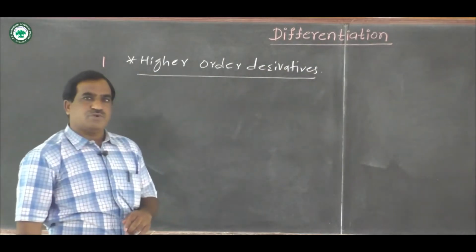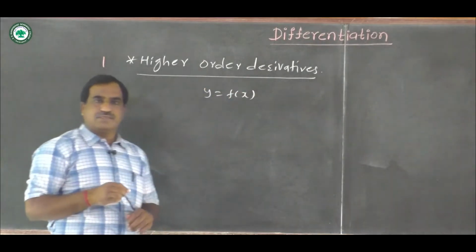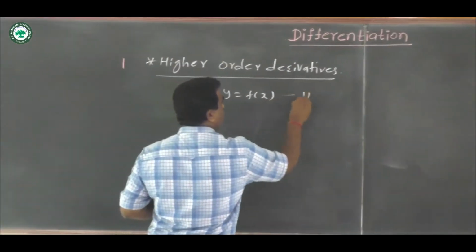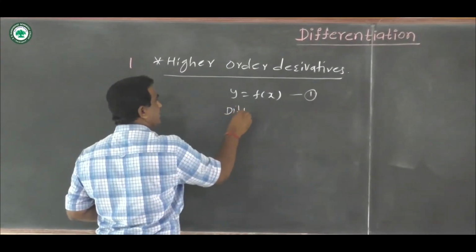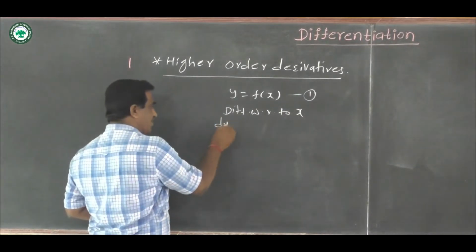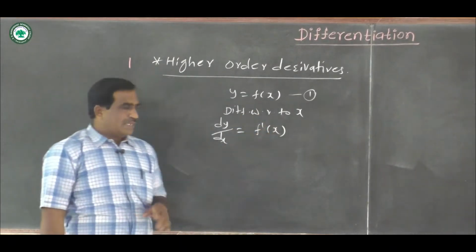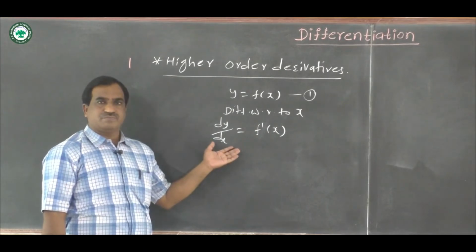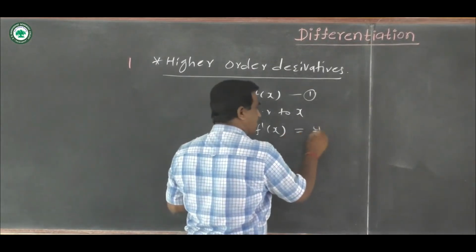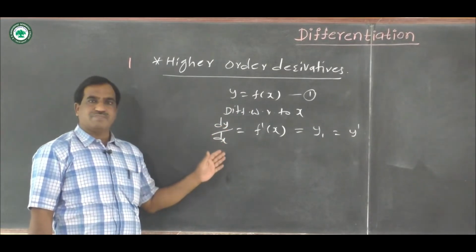Okay, students, we know that y equal to f of x is a function where y and x are variables. If we take the derivative of this function with respect to x, that is differentiate with respect to x, then we can write the derivative of y, dy by dx, is equal to the derivative of f of x, which is f dash of x. Now this is called the first order derivative. dy by dx means first order derivative. This can also be denoted by the notations y1 or y dash. dy by dx means the derivative of function y with respect to x.